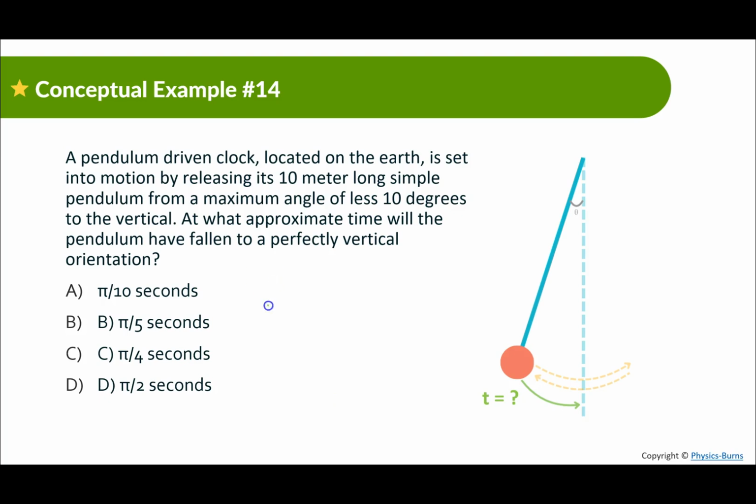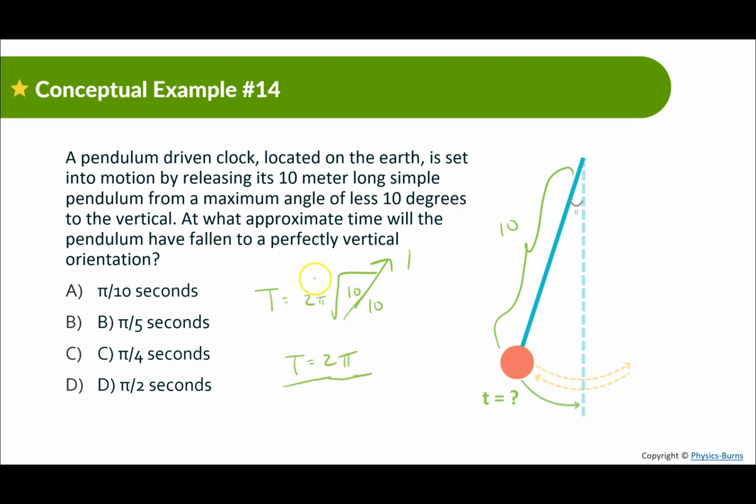Okay, so again, we're going to look at the formula for period. Period is equal to 2 pi square root of length divided by gravity. But we know what length and gravity are. The length is 10 meters long, and gravity is 10 meters per second squared, since we're assuming we're on Earth. So the square root of that is just equal to 1. So we can see that the period is equal to 2 pi.